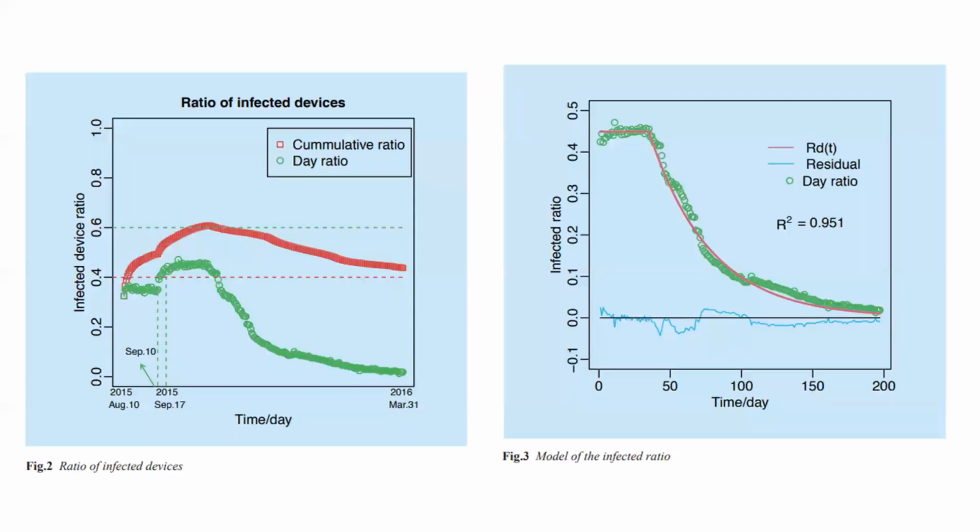Next, these are two images: ratio of infected devices and model of the infected device. Here we can see the time of day on the x-axis and infected device ratio on the y-axis. Here we can see the cumulative ratio and day ratio in the ratio of infected devices, and the residential day ratio in the model of infected ratio.